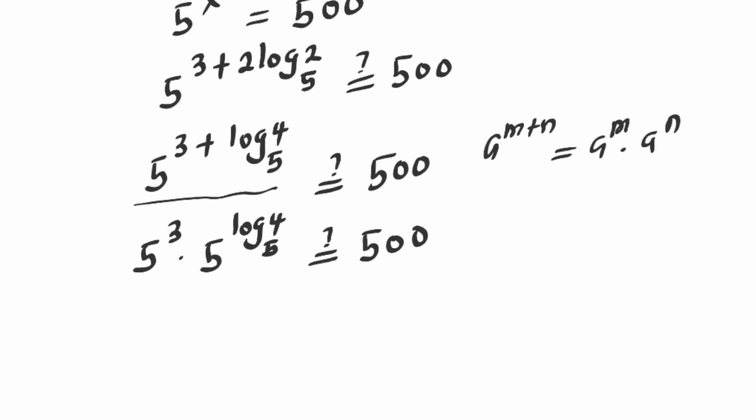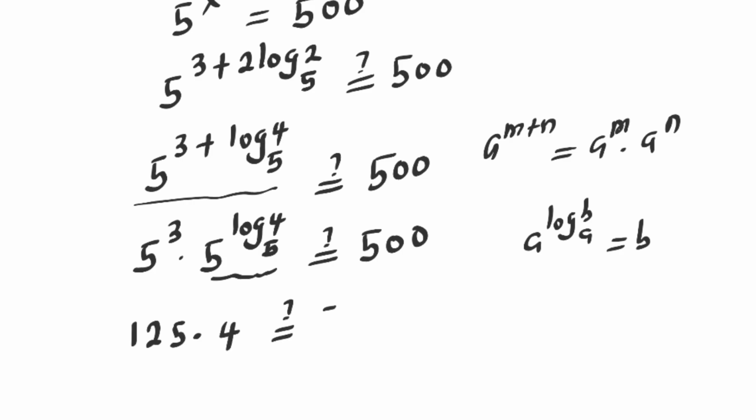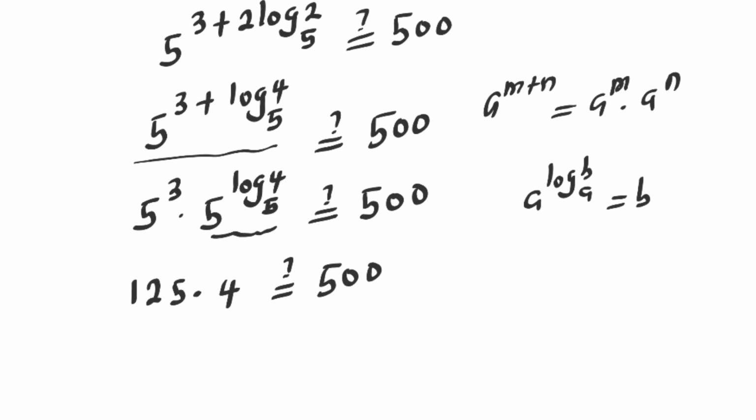Then 5 raised to power 3 is 125, multiplied by, in the form a raised to power log b base a, this is equal to b. Then this is multiplied by 4, must be equal to 500. And of course, 125 multiplied by 4 is 500, which is equal to 500, which is true.